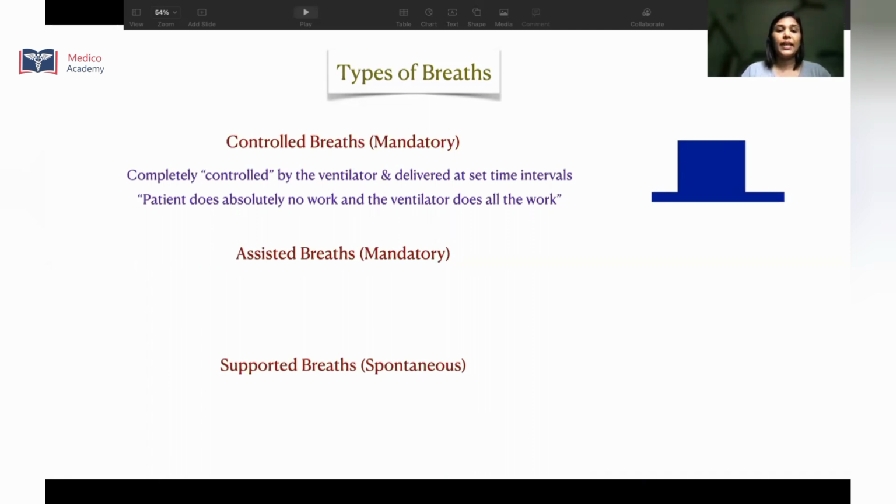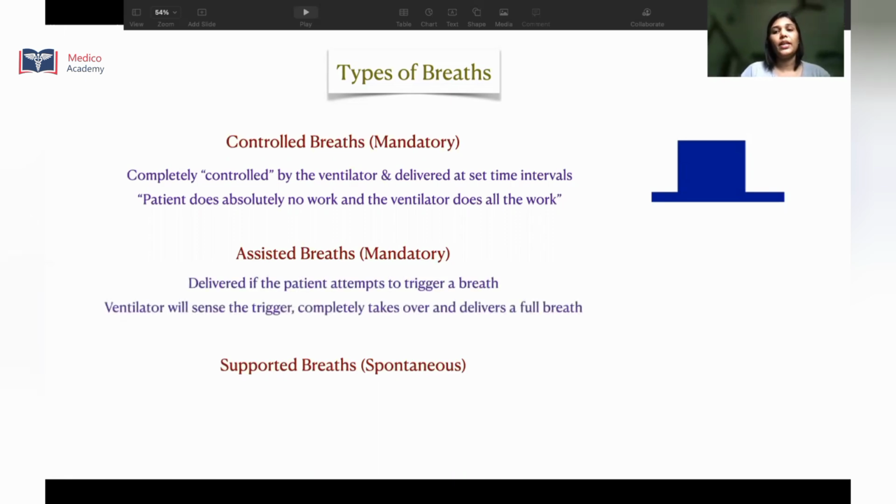Now let's move on to the next type of mandatory breath, which is called the assisted breath. An assisted breath will be delivered if the patient attempts to trigger a breath from the ventilator side. A good example would be a patient who is just coming out of muscle relaxant or sedation and just starts taking a breath. In such cases, the ventilator will sense that inspiratory effort by the patient, which is called the triggering event. So the ventilator will sense this trigger and then completely takes over and gives a full breath, which is almost similar to a controlled breath.